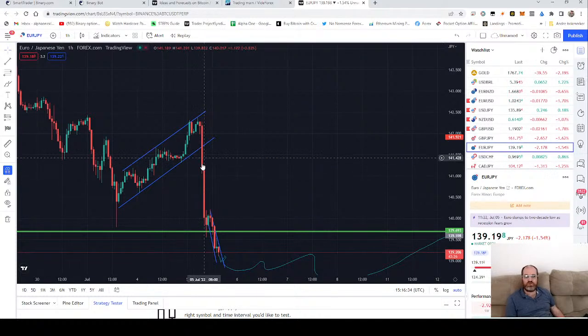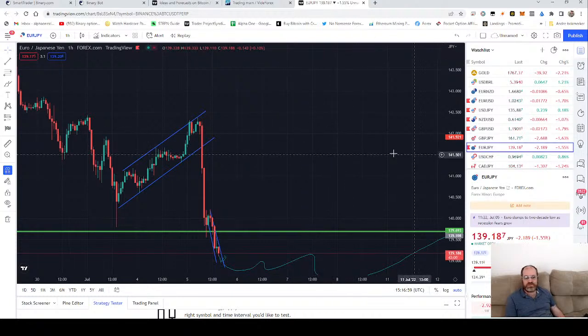Sadly, I would not have taken it because I want to break it, and I like to see a retest and then take the trade. So in hindsight, yes, in hindsight we are all millionaires, but I have so many rules I follow, and that's why I'm successful also when I'm trading binary options and Forex.